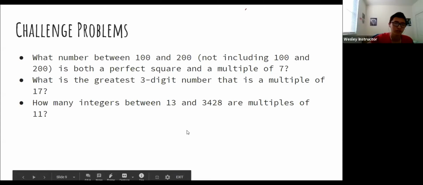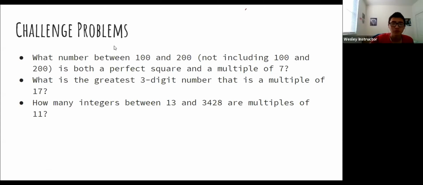Okay, so I'll give you the answers right now. For the first one, the answer is 196. First of all, 196 is within the range of 100 to 200, and 196 is a perfect square. 196 is 14 times 14, and 14 is a multiple of 7, so that means 196 is a multiple of 7. You needed to do some guesswork on where to start for perfect squares, but if you already knew up to like 14, then it should be pretty easy.